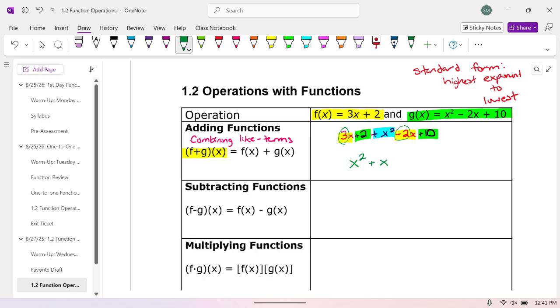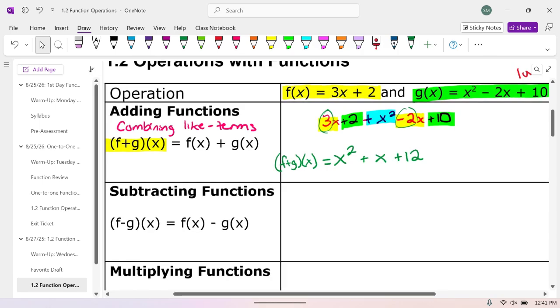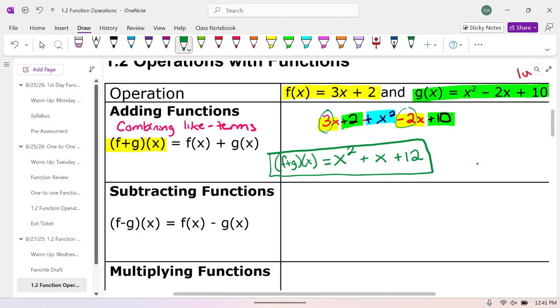Lastly, we have the constants. What's 2 plus 10? 12. So I would say f plus g of x is equal to x squared plus x plus 12. And that would be my answer. Now, that's adding functions. Pretty straightforward. If you know how to combine like terms, you'll be golden on adding any function.